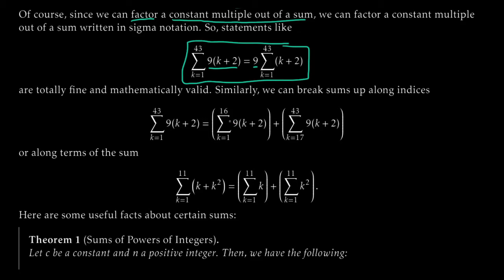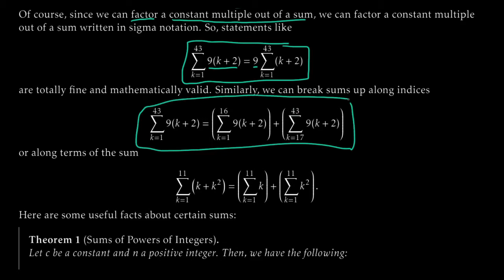Okay. So we can also break up sums along indices. And this is when it starts to look a little more confusing, but it's not actually bad. So if I took the sum from k equals 1 to 43 of 9 times the quantity k plus 2, I could definitely break that up into the part of the sum that goes from k equals 1 to 16, and then the part of the sum that goes from 17 up to 43. I can do part of it, then do the rest of it a little bit later. That's totally fine. That makes some good sense. We're all set there. I don't think that's confusing.